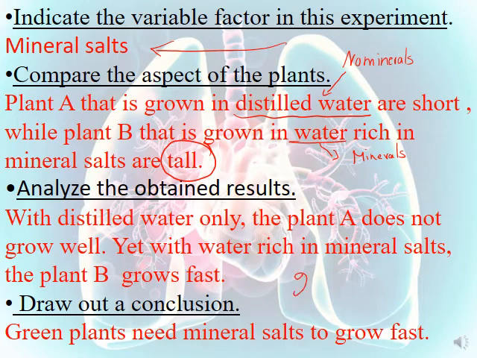And this is the second conclusion in our lesson. So the second conclusion says that the green plants need mineral salts to grow fast. And the first one, they need water in order to grow normally. So till now, we have two important needs for the green plants. They need water and they need mineral salts in order to grow fast, to grow well, and to grow normally, tall, and green. So next session, we will move to the second two elements.